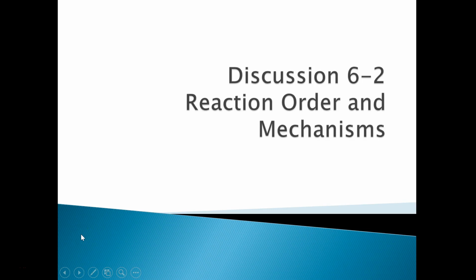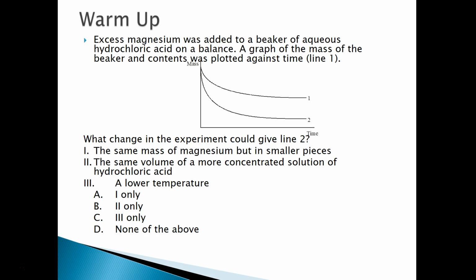All right, it's time for discussion 6.2, reaction order and mechanisms. Before we begin, I want to start with a little warm-up question to review things we talked about in 6.1. This question says, excess magnesium was added to a beaker of aqueous hydrochloric acid on a balance. A graph of the mass of the beaker and contents was plotted against time, which is line 1.